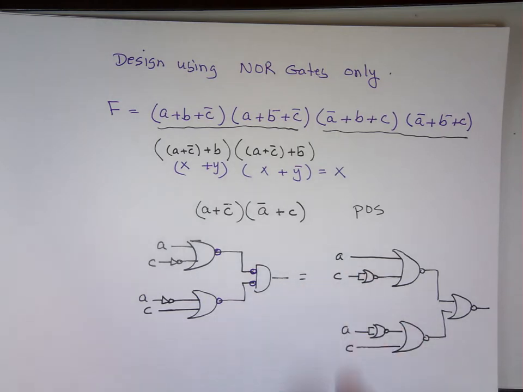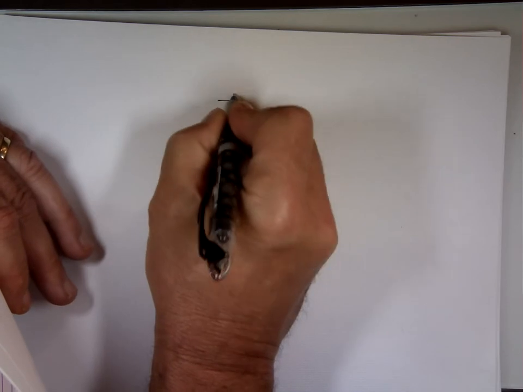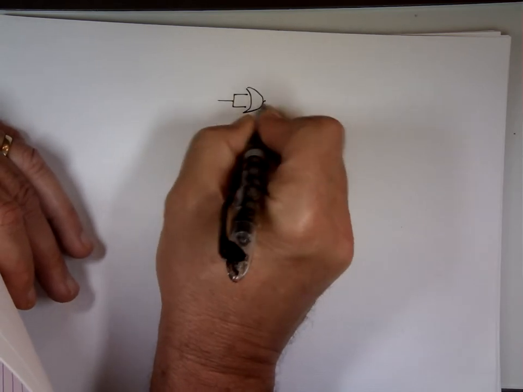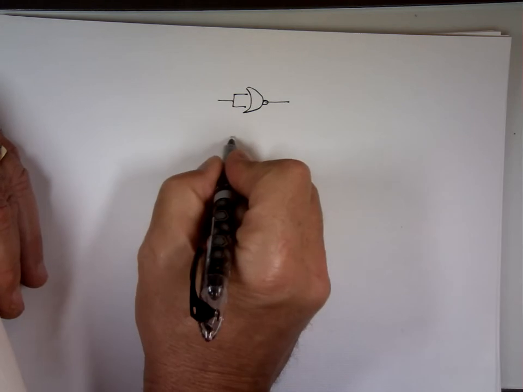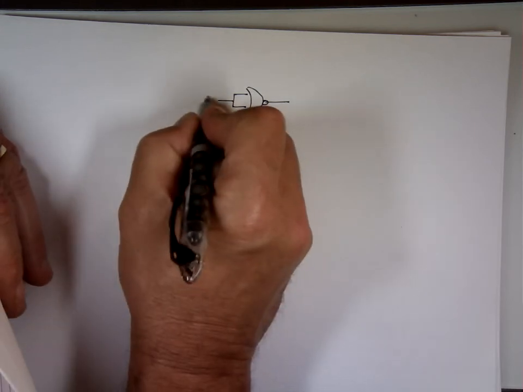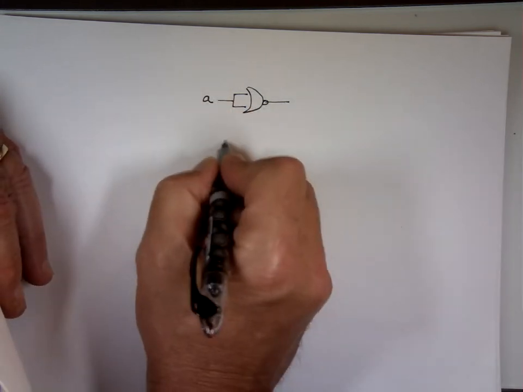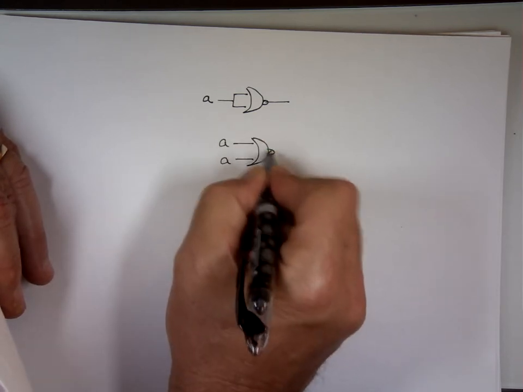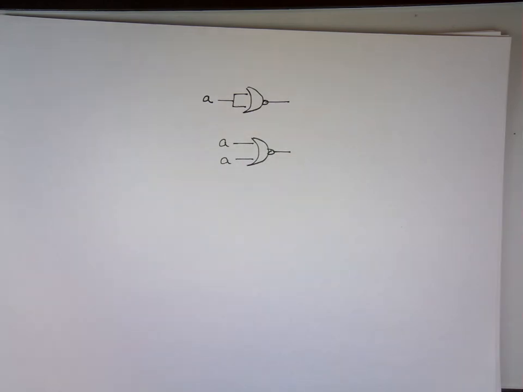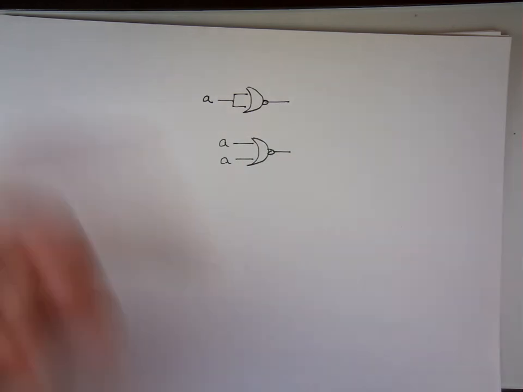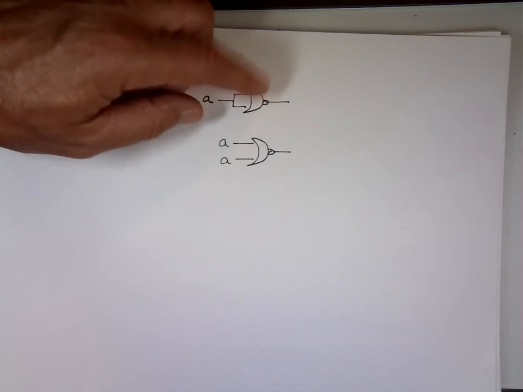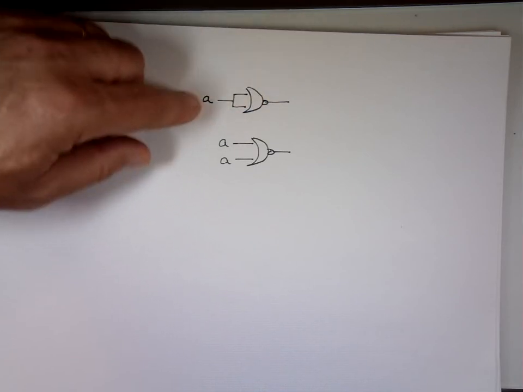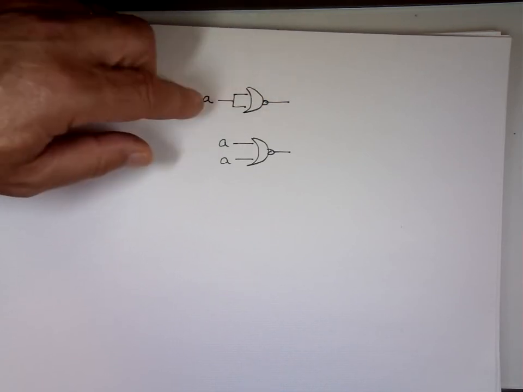So when you see me draw that picture, that's equivalent to saying A and A here. A is going to this and A going to that. It's going to both inputs. That's what that means. The way I drew that, I just connect these two lines together and connect them to A. Whatever you put on A is going to go to both of them. It's the same thing as this.